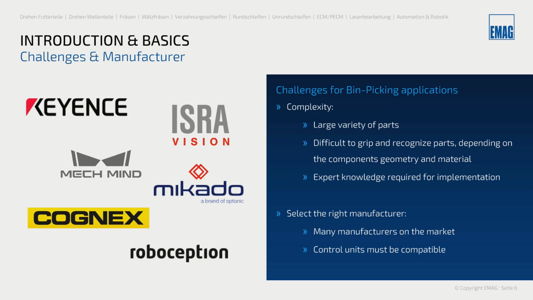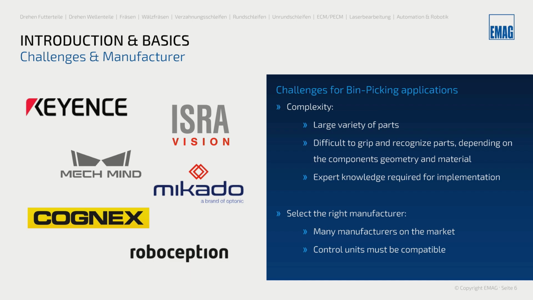Also, sometimes the parts are very difficult to grip out of the containers, or sometimes even difficult to recognize in their exact position, but that will be discussed later in detail. For now, we can say that you definitely need some expert knowledge to implement a bin picking system and to optimize it so it will work collision-free and you will have a significant increase of productivity.